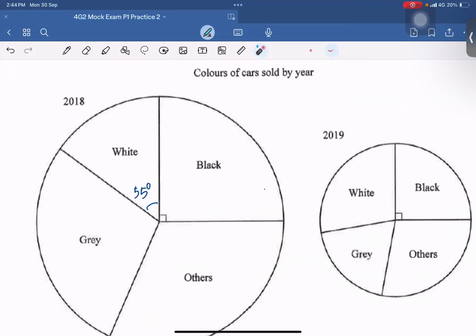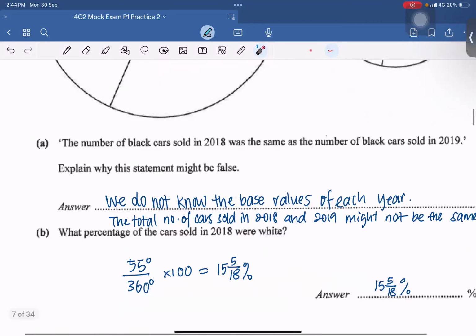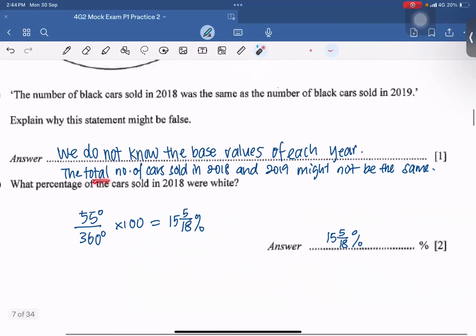Because different cases may not be called total value. It may be total cars, total results, total whatever, total score. Okay, so I just call it base value. But if you don't remember base value, you just write something very logical. The total number of cars may not be the same.